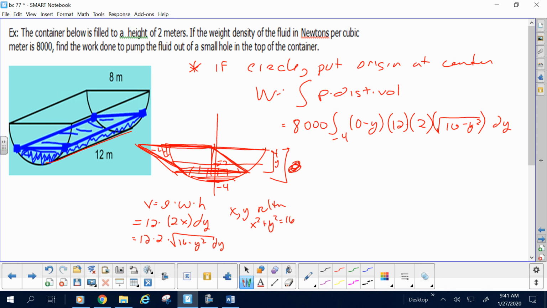All right, limits of integration. -4 to 0? -4 to -2. Which one? It is -4 to -2. I only need to pump what the fluid is. And so throw that into your calculator, and don't forget units. 12 and 2, obviously you could put them out front.